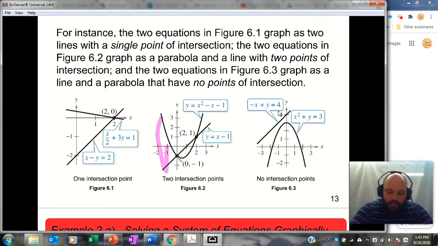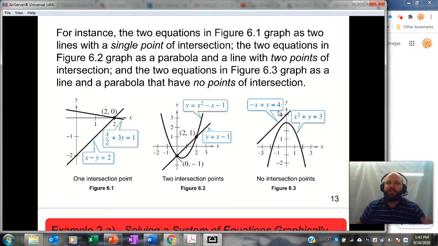Now, in the second one that you see right here, we have a parabola and a line. So this would not be a system of linear equations. This would be a system of nonlinear equations, and this is what we're going to begin to talk about. This is where what we discuss in Algebra 3 goes beyond what you talked about in Algebra 2. In Algebra 2, you just dealt with linear systems. Now we're going to talk about nonlinear systems.